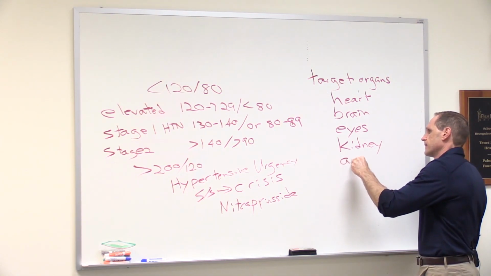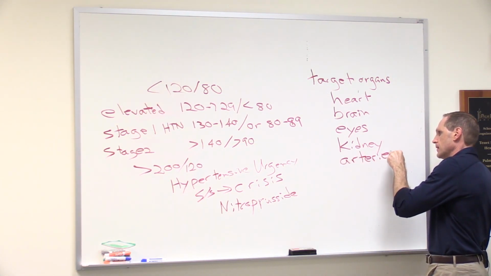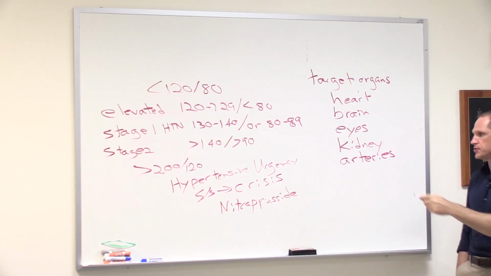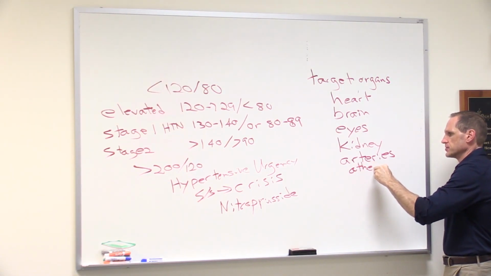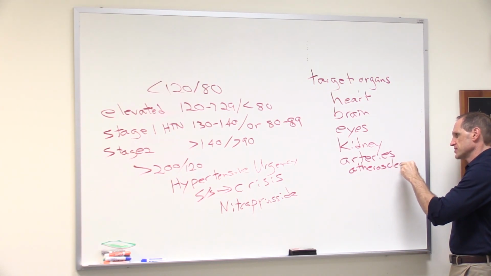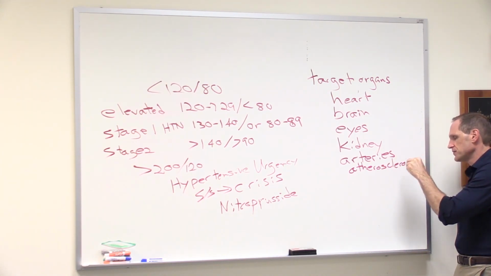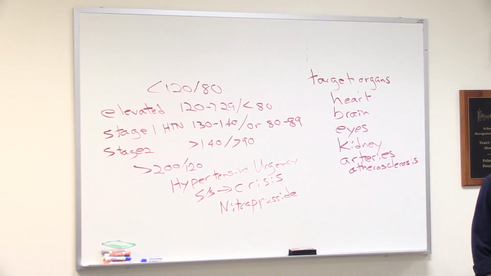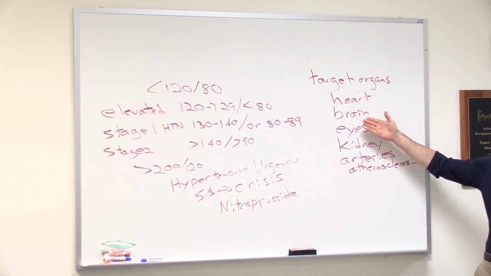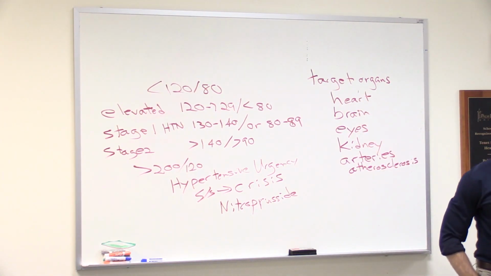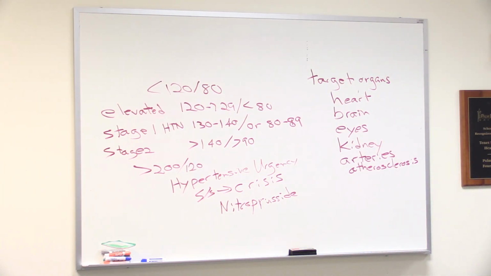One more that it damages. Arteries. And here the major thing is it's going to lead to the development of atherosclerosis, which we will talk about next class. Don't you feel lucky? All right, atherosclerosis. So 1, 2, 3, 4, 5 target organs that can be damaged by high blood pressure and what the damage ultimately results in. Any questions about those?